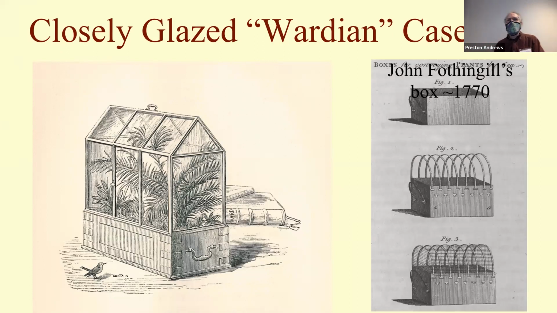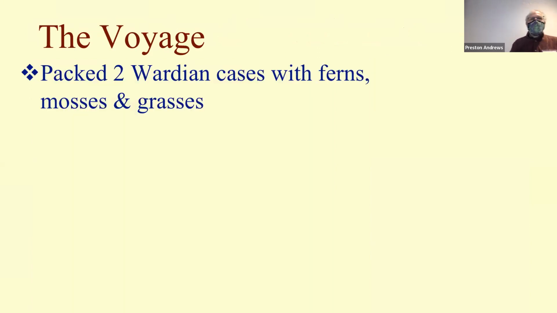Now, there had been earlier cases that were used, and here's one by John Bothingill, a box built in the 1770s. You can see it's just a box with a frame over the top and then just mesh. It is completely open to the elements. And so many plants would not survive traveling at sea in that kind of case. So with the Wardian case, the voyage was not going to be a little voyage. They're going to do the biggest voyage possible. This is going to really put it to the test.